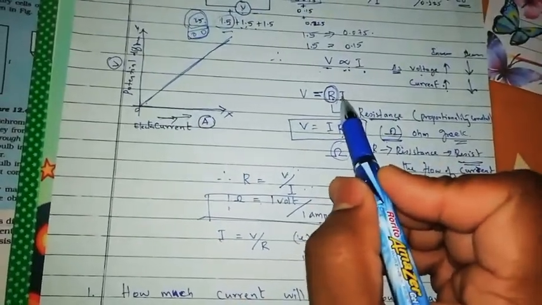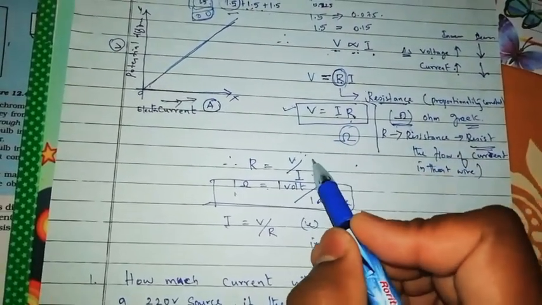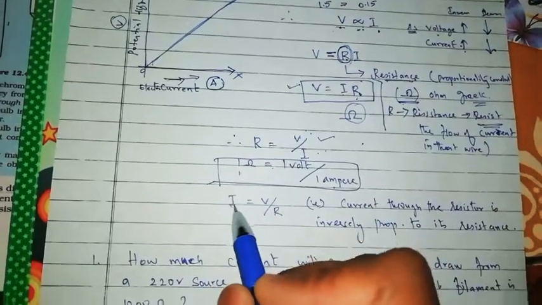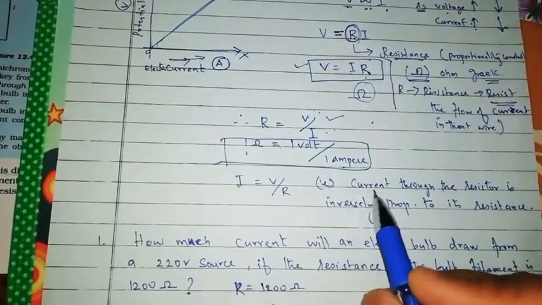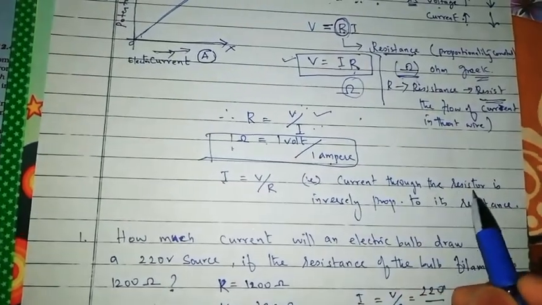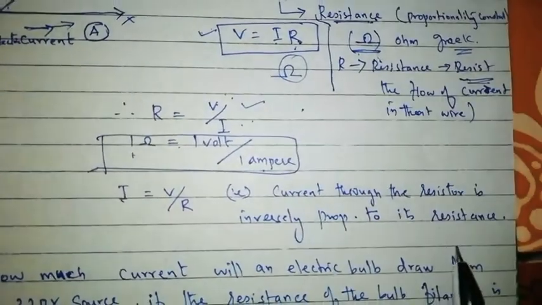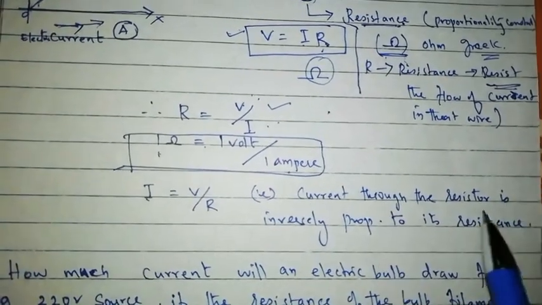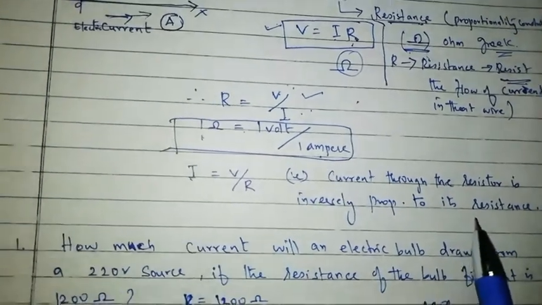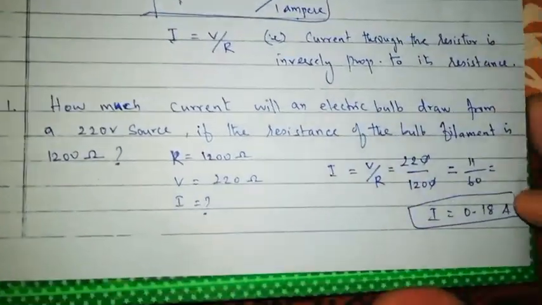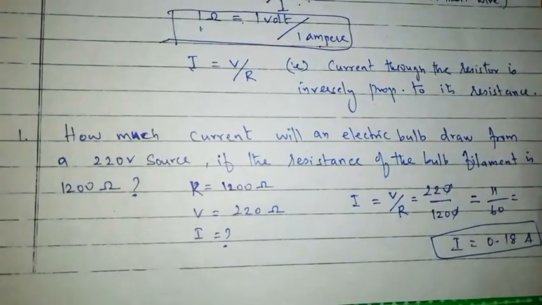So you can see this. This is one formula, and this is for R, and even for I we can make I = V by R. That means current through the resistor is inversely proportional to its resistance. Current through the resistor is always inversely proportional to its resistance. Okay, based on that we'll do one example, so it will be easy for you to understand more on it.